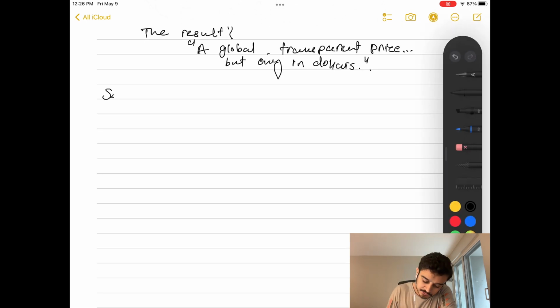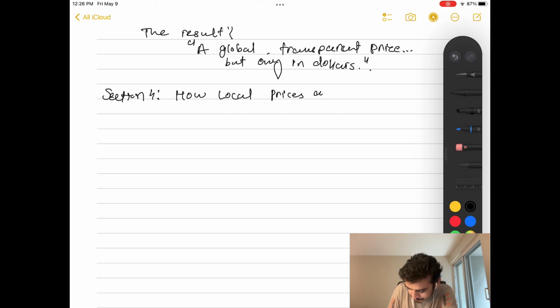Now in section 4 we will see how local prices are calculated. This is the most important section, I would say, for domestic buyers, or let's say for weddings and marriages, when people do purchase gold. So how has the price been calculated for decades? Here is a clear example of that.